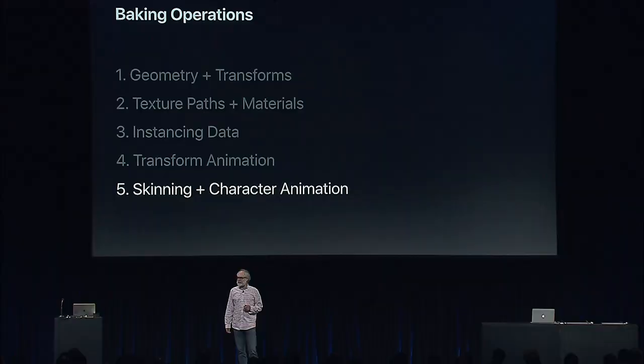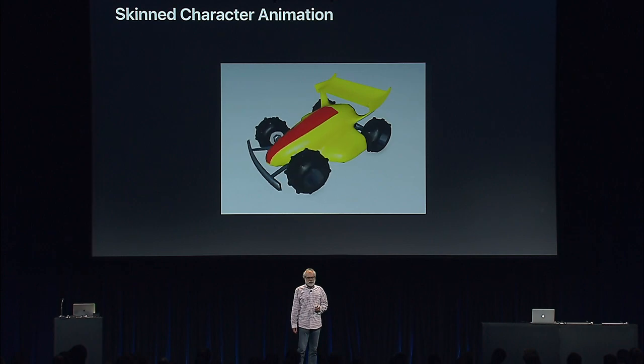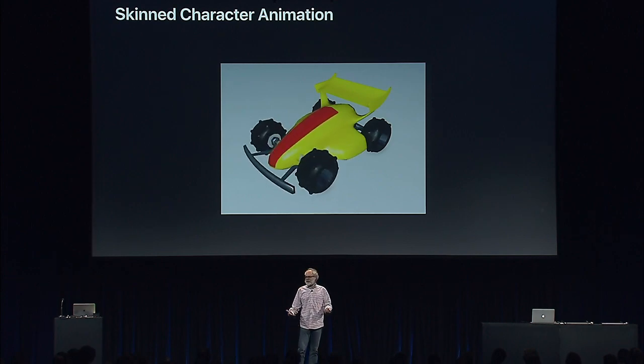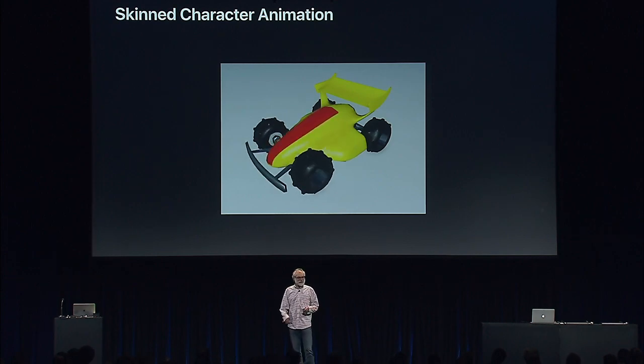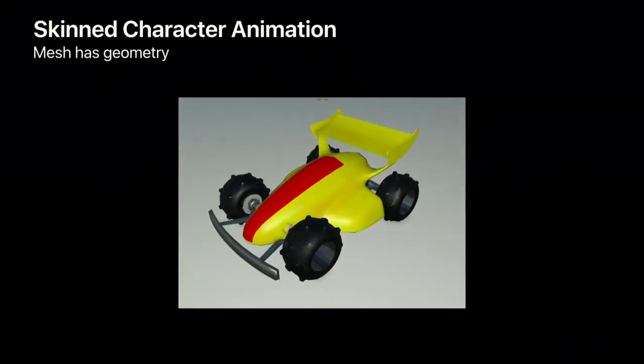skinning and character animation. So we're going to just take a little car here, and he's a cartoon car, apparently. We're going to make him able to wiggle his nose and otherwise animate. So as we've seen before, the mesh is going to have geometry and all the same sorts of buffers and things that we've already talked about. But it has a new thing, which is an embedded skeleton. I hope you can see the little green bones. They are going out into the wheels, and there's some going down the spine of the car.